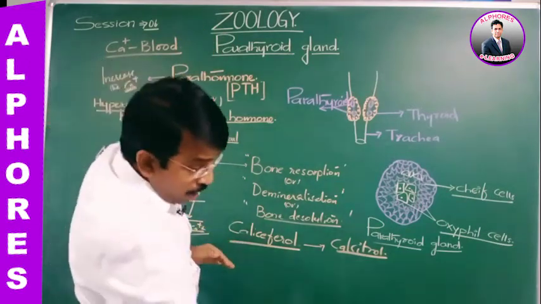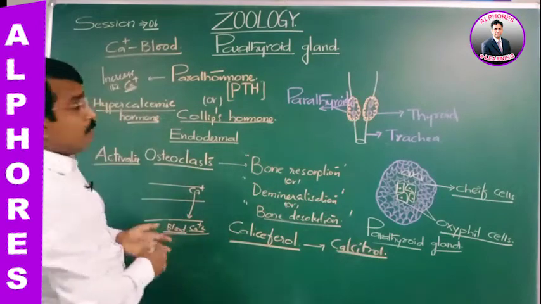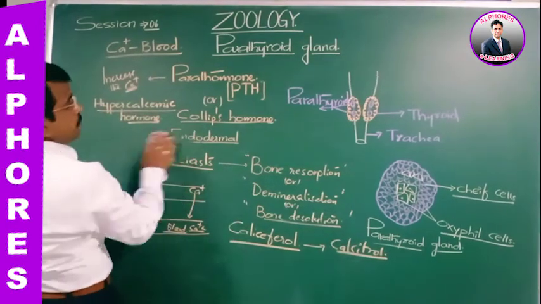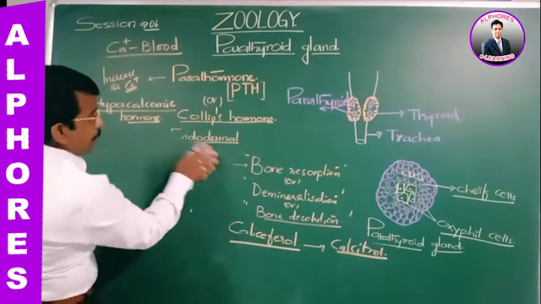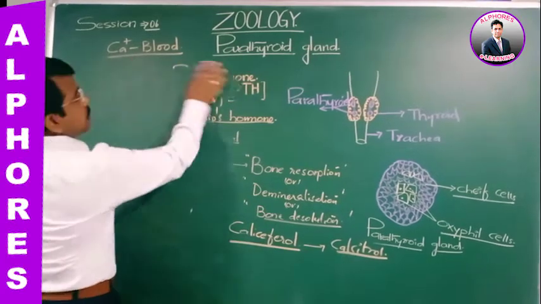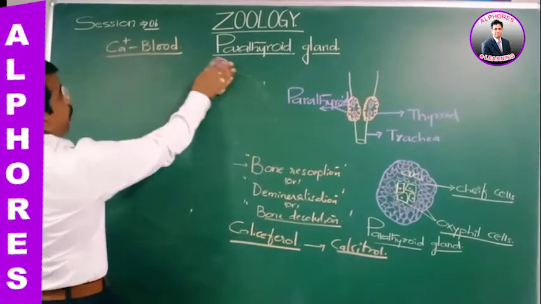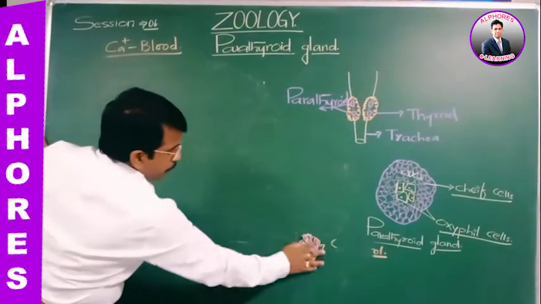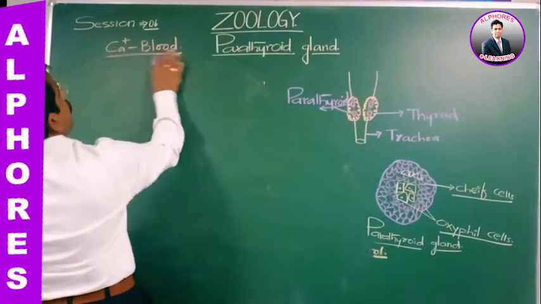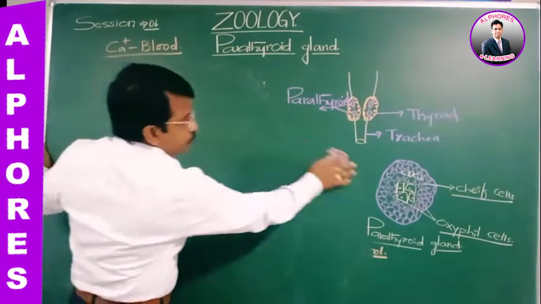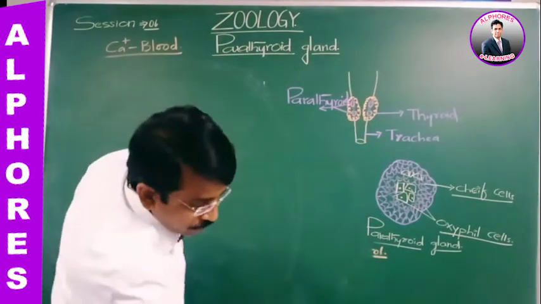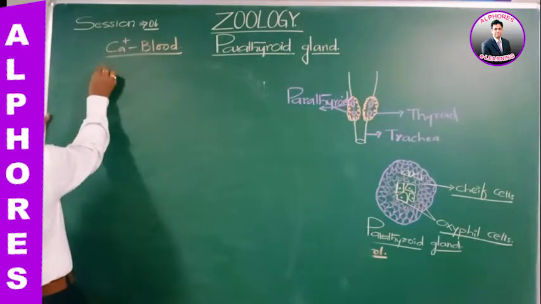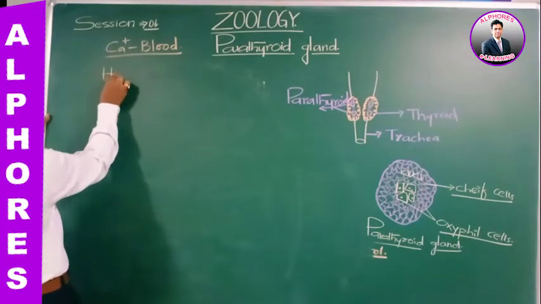Let's see how the disorders influence the human being, that is, hypoparathyroidism and hyperparathyroidism. Hypoparathyroidism, lower secretion of the parathormone, is said to be hypoparathyroidism.